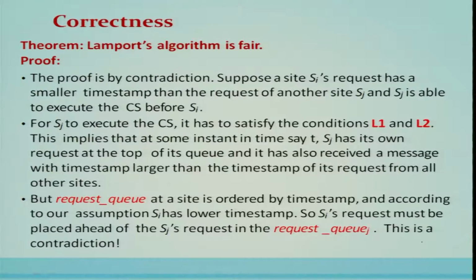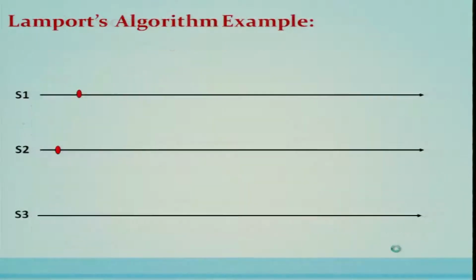This implies that at some instant in time t, Sj has its own request at the top of its queue, and it has also received a message with a timestamp larger than the timestamp of its request from all other sites. But the request queue at a site is ordered by timestamp, and according to the assumption, Si has the lower timestamp. So Si's request must be placed ahead of Sj's request in the request queue, and this is a contradiction. So this basically proves that Lamport's algorithm is fair.